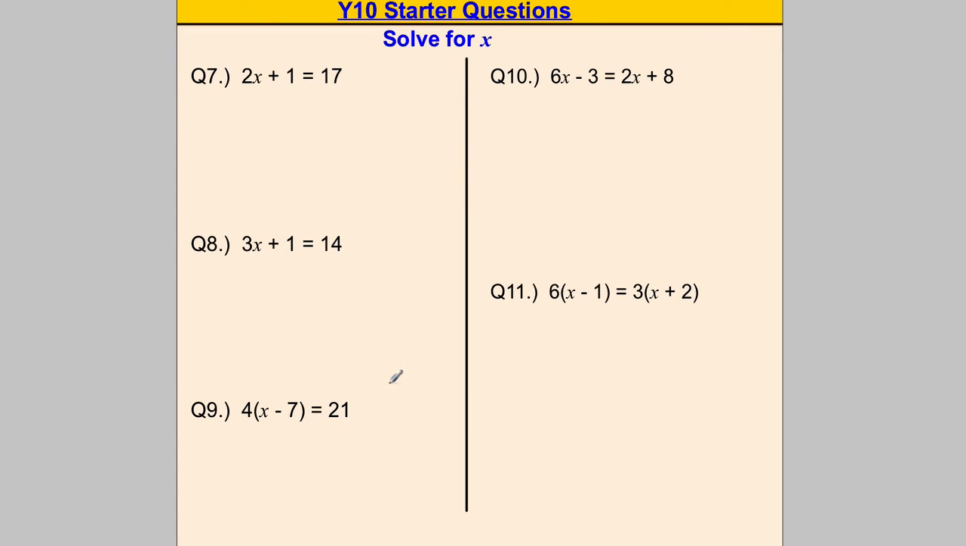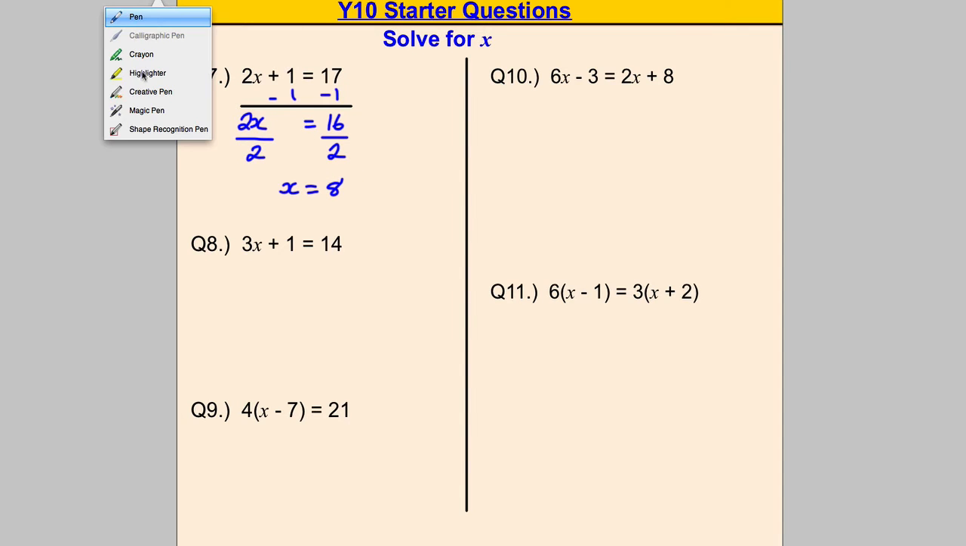Okay, the next question's solving for x. So we're going to lay out our work really neatly and show every step. 2 multiplied by x, add 1 is equal to 17. So what happened to x? It got doubled, then added 1 to get 17. So to undo the process, we're going to subtract 1 off both sides. Let's have a line there. And this would leave us with 2x is therefore equal to 16. And then we're going to divide both sides by 2. And we're going to have x is equal to 8.